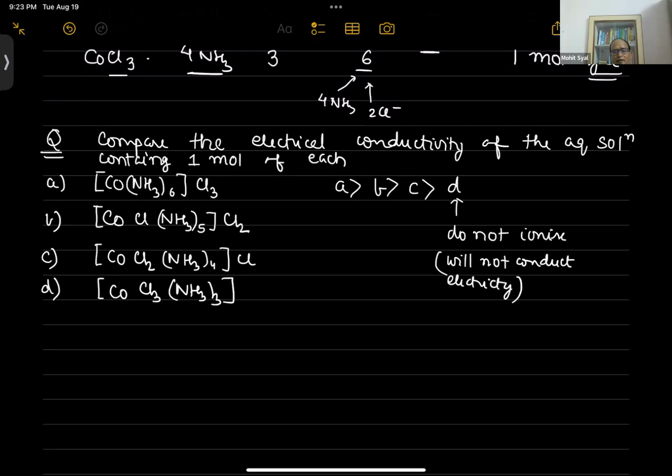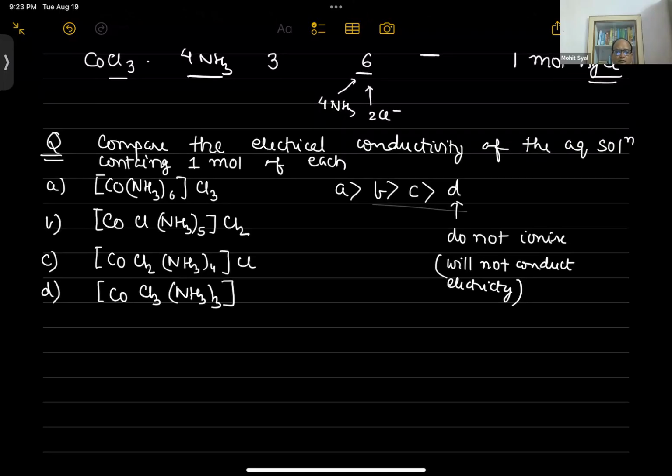Is it clear? Any doubts in this? Anything if it is not clear? These are some common questions. They will also ask you the moles of AgCl precipitated. A will form 3, B will form 2, C will form 1, and D will not give any moles of AgCl. Right?